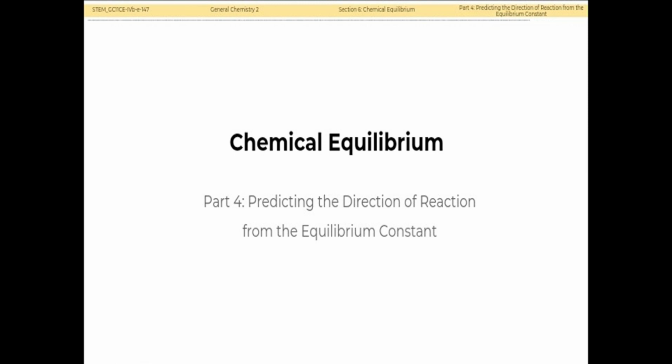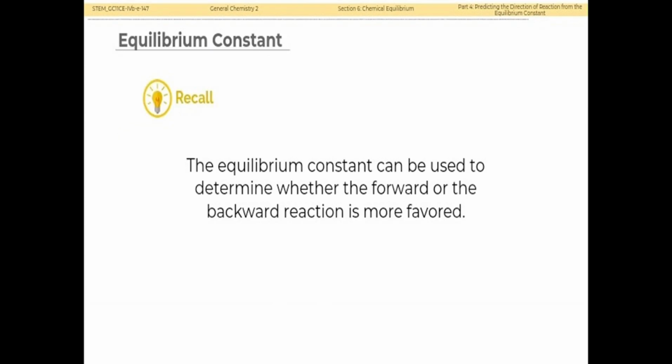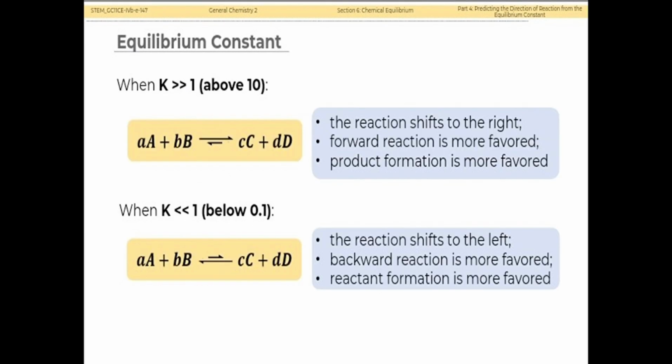This lesson is about part 4, predicting the direction of reaction from the equilibrium constant. Let us begin. In this lesson, we will explain the significance of the value of the equilibrium constant. Recall that the equilibrium constant can be used to determine whether the forward or the backward reaction is more favored.